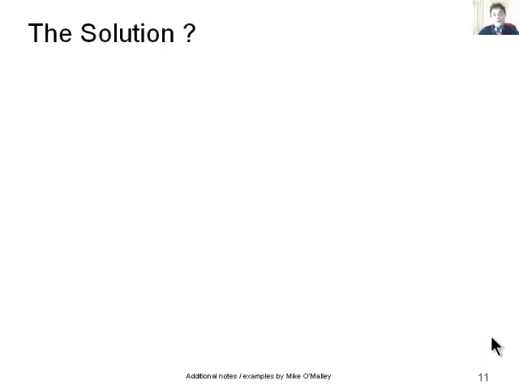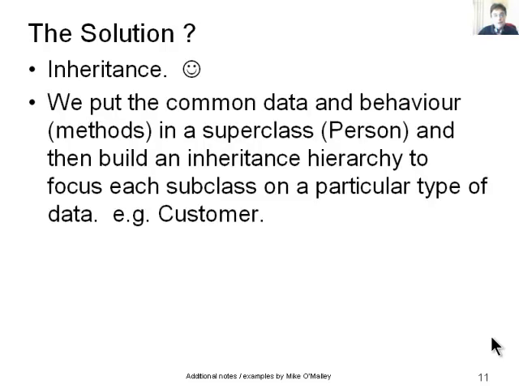So is there a solution? And thankfully there is, and it's one we've been talking about for the last couple of weeks, and that's inheritance. We put the common data and behaviour, the methods, in a superclass called person, for example, and then we build an inheritance hierarchy to focus each subclass on a particular type of person or data. For example, we'd have a customer class.